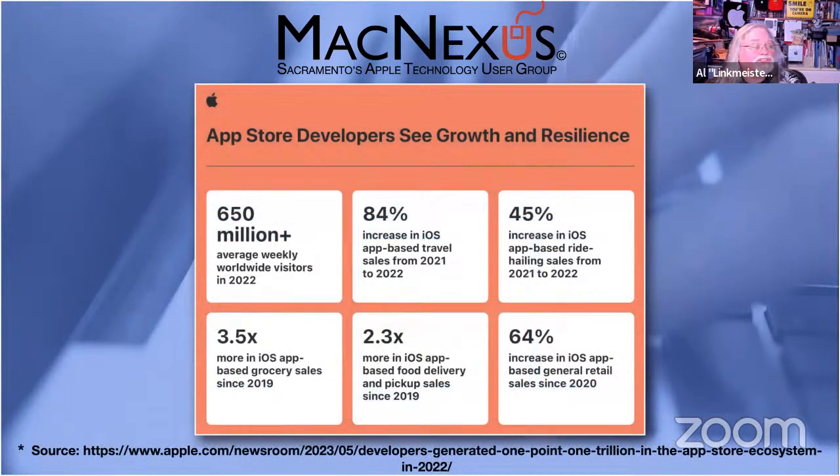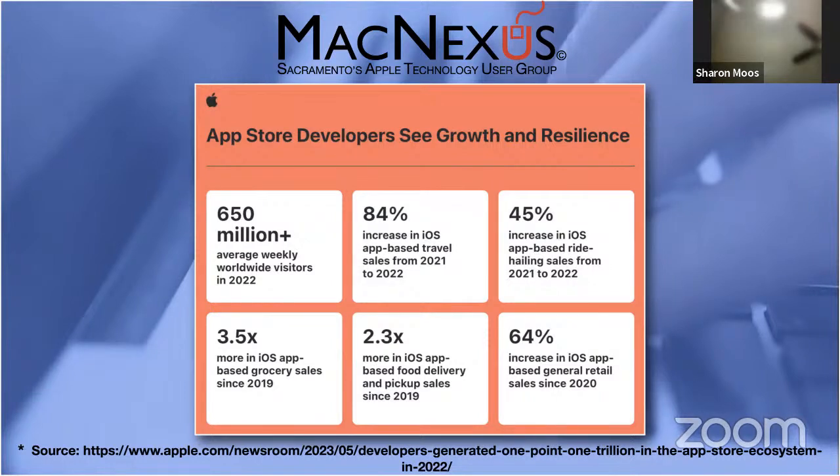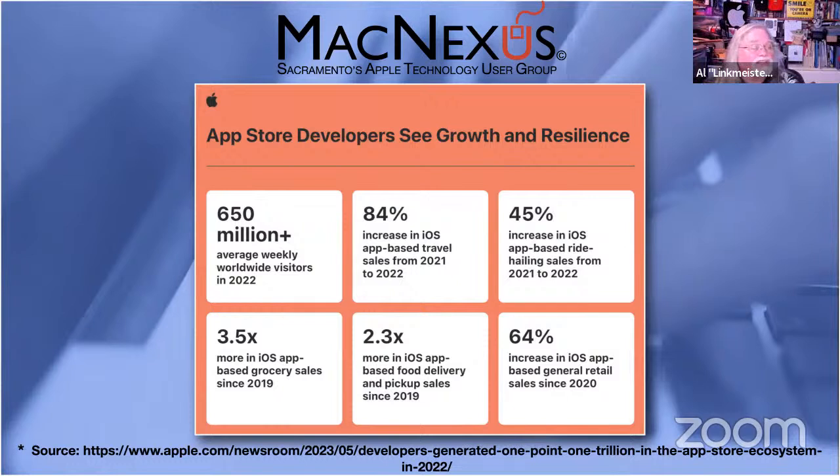For example, as restrictions eased in many parts of the world, app categories like travel and ride-hailing saw demand rebound significantly. Travel sales made on iOS apps increased by 84% in 2022, alongside a 45% increase in sales on ride-hailing apps. Food and grocery sales were also among the fastest growing app categories. Since 2019, iOS app-based food delivery and pickup sales more than doubled. Grocery sales more than tripled.